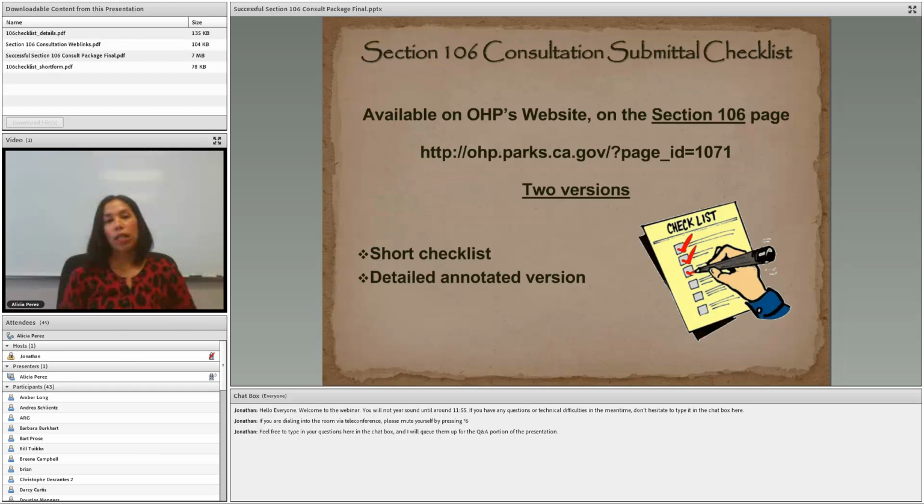On our website, you can find 2 versions of a Section 106 consultation submittal checklist. I definitely advise that you check these out. There's a short checklist and also a more detailed annotated version. And this presentation is based on the detailed annotated version.